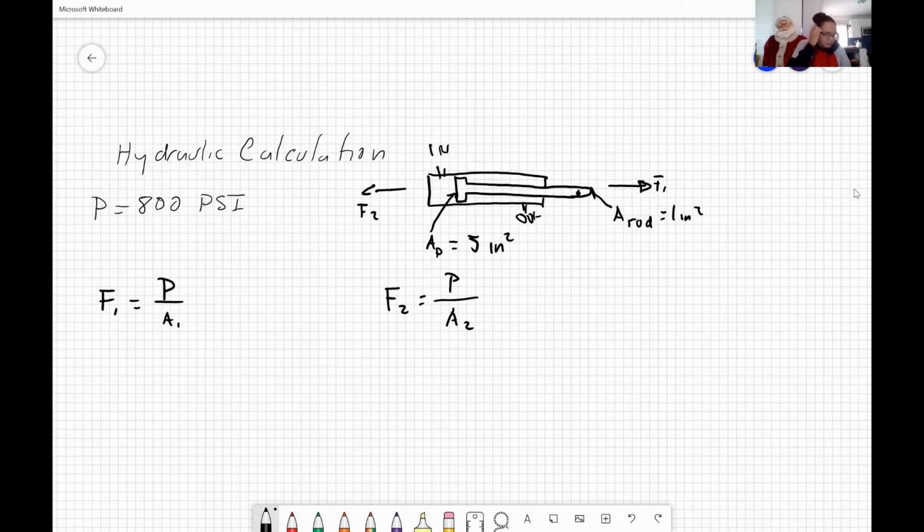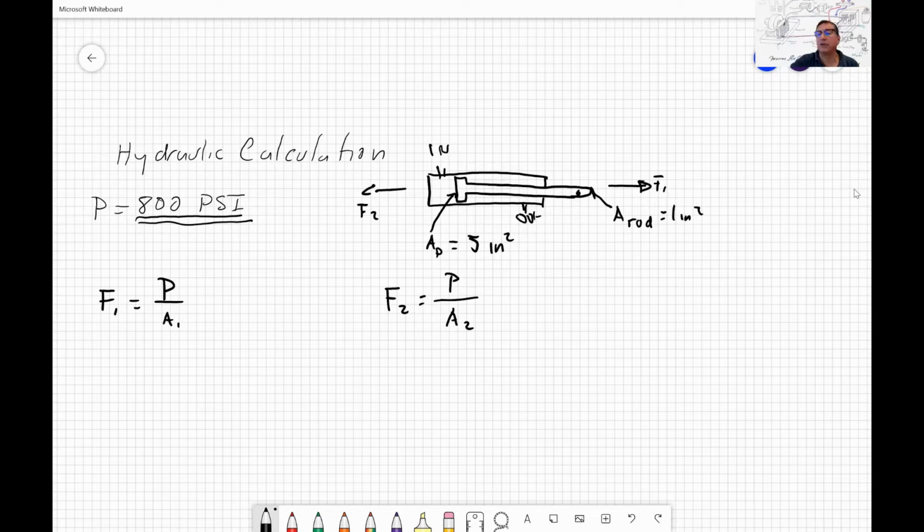That's correct? Okay. Suppose that you have that cylinder, and this is the cylinder, for example, for the garage door in your boat. And the system uses 800 psi. This is the pressure of the system. Remember that it is a hydraulic system. The pressure is constant. Okay, my friends? The pressure of the system is 800 psi.